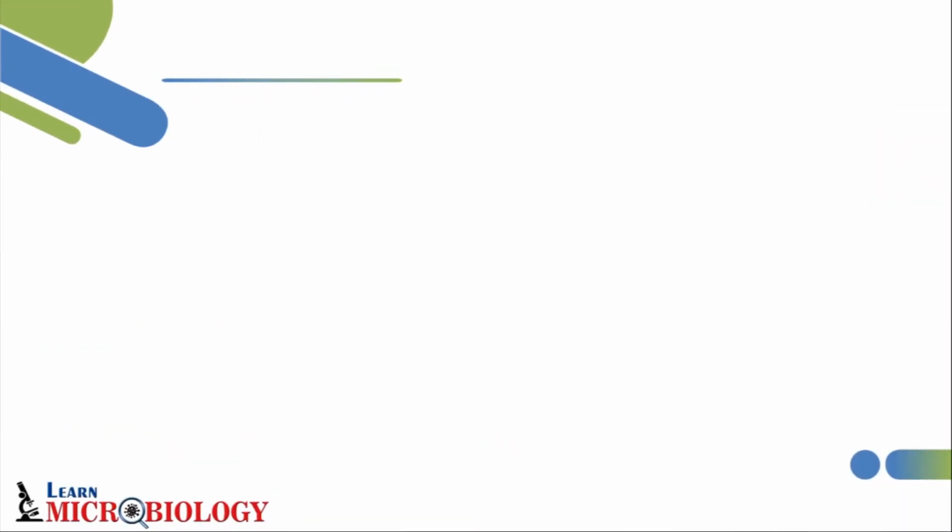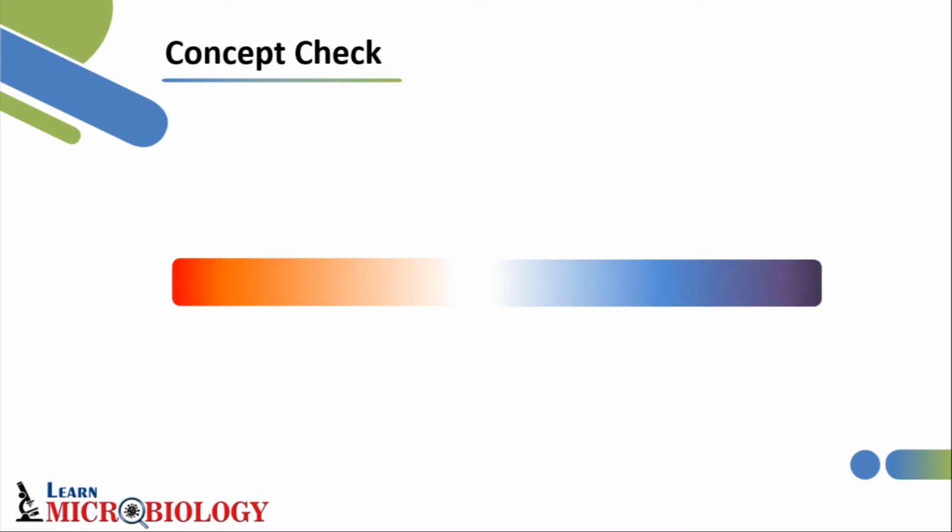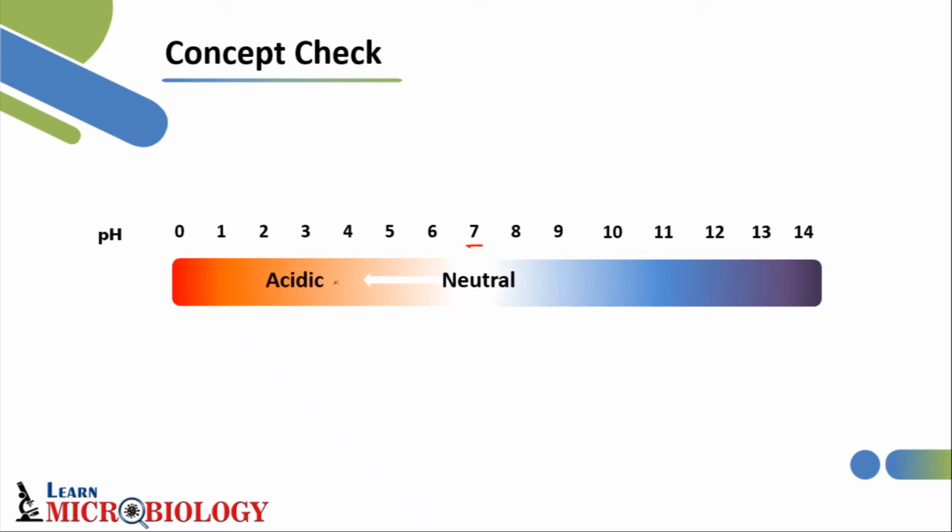Before we move on to solve the questions, let's first understand the concept. As we all know, this is the pH scale, which has a pH ranging from 0 to 14. Here pH 7 is called the neutral pH, and when it is less than 7, it is going to be the acidic pH, and greater than 7 is going to be the alkaline pH.